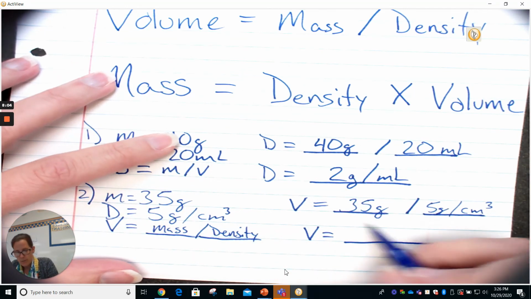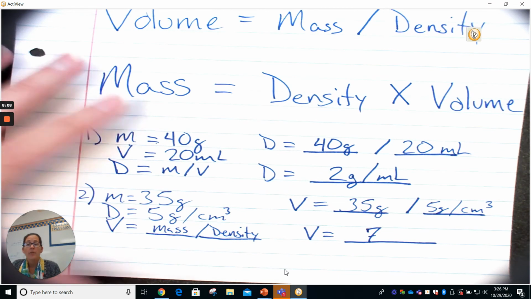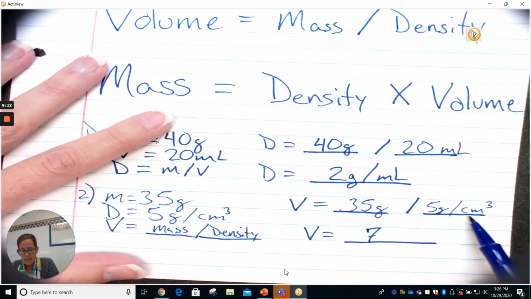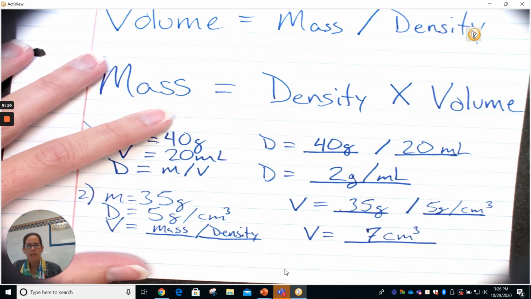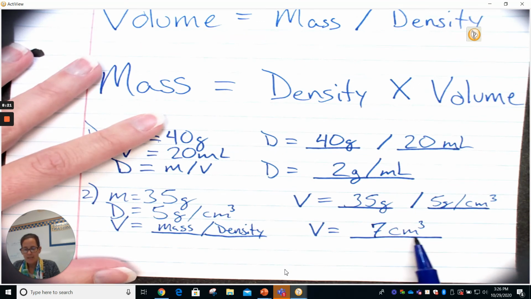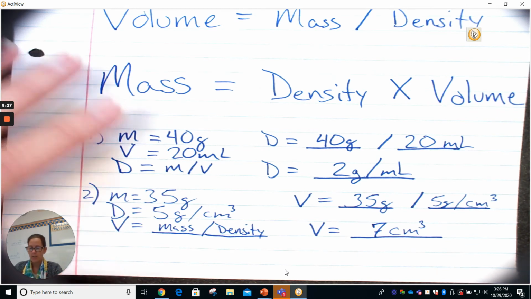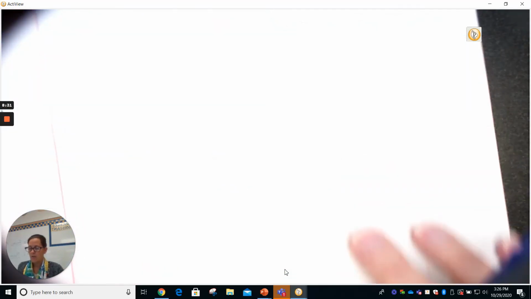So what do you think our units would be for this? We need our units of measurement for volume, and that is going to be centimeter cubed. So our unit is centimeter cubed. Okay, so number 2's answer is 7 centimeters cubed. Volume equals 7 centimeters cubed. Okay, I hope that was pretty clear. I'm going to go to a new piece of paper, and then we'll go look at question number 3.